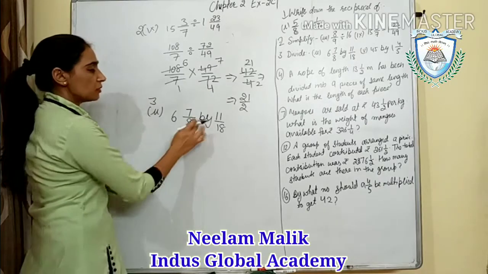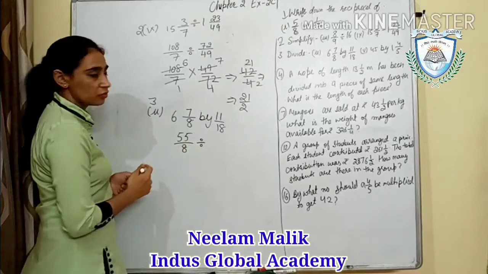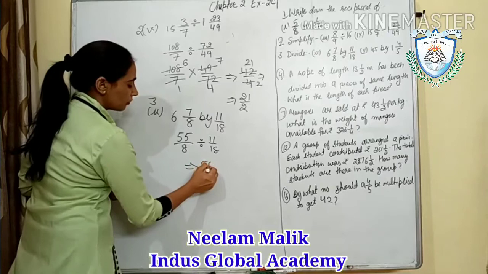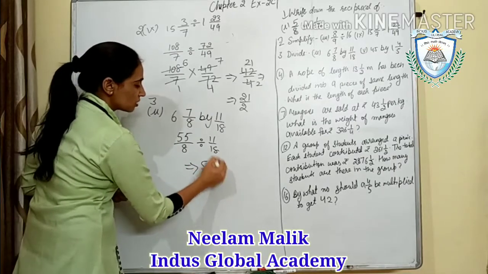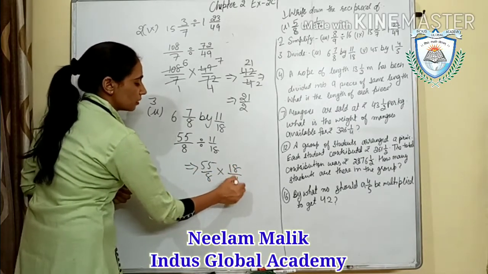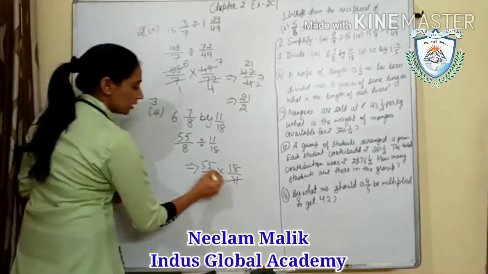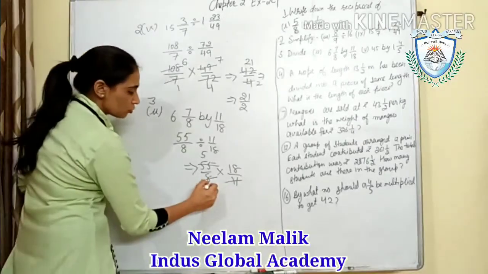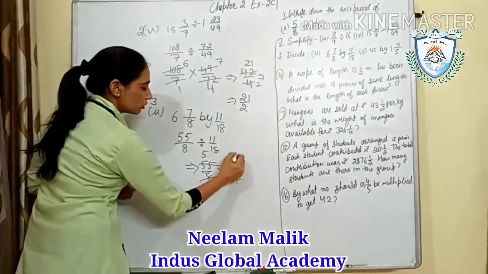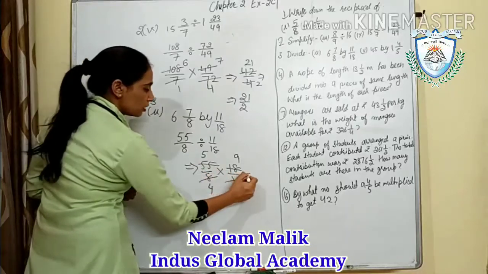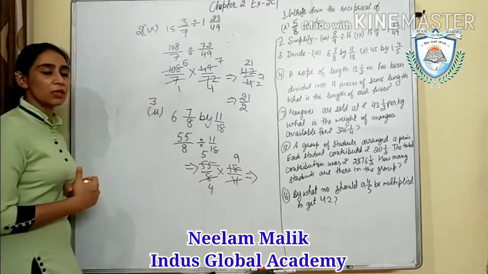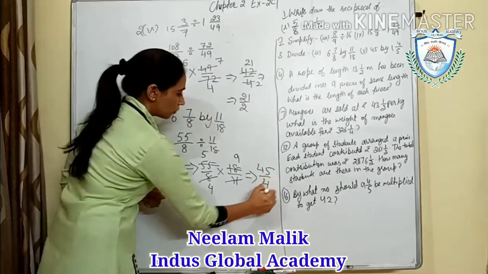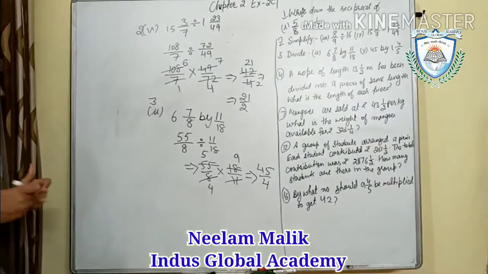Now by means multiplication, sorry, division here. Okay, so now 11 upon 18. What will be next step? 55 upon 8. Change this, reciprocal of this. Now if they are cutting, please cut that. 11 5s are here. This is 2 4s are and 2 9s are. Now they are not cutting, so multiply numerator with numerator and denominator with denominator. 9 5s are 45 upon 4. So this is our answer.